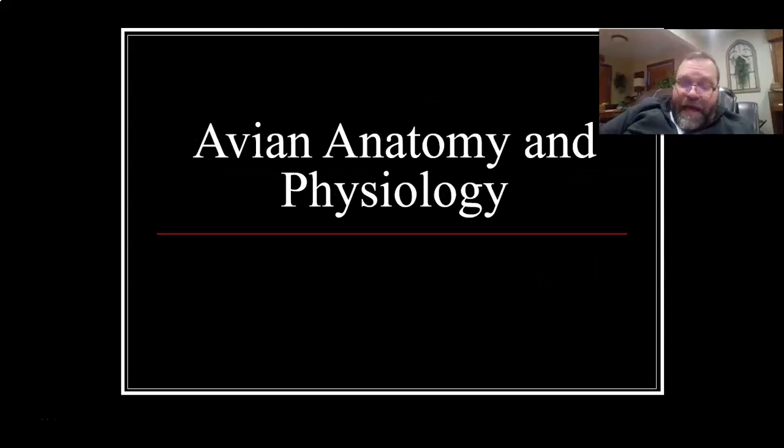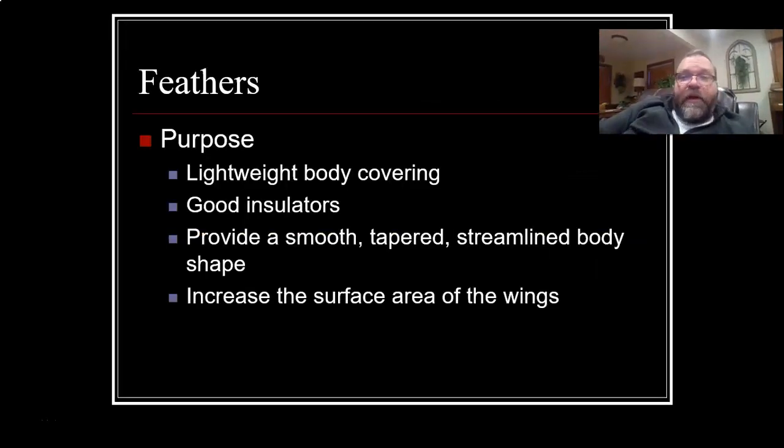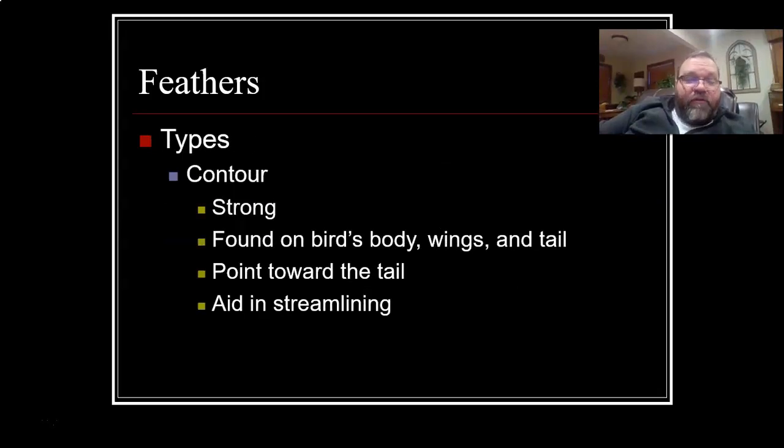Let's talk just a little bit about anatomy and physiology. We're going to talk about feathers, and that'll be the end of our section for today. The purpose of feathers is they're a lightweight body covering. They're very good insulators. They keep the warmth inside. And they provide a smooth, tapered, streamlined body shape. This increases the surface area of the wing. That's necessary for flight. There are 3 kinds of feathers.